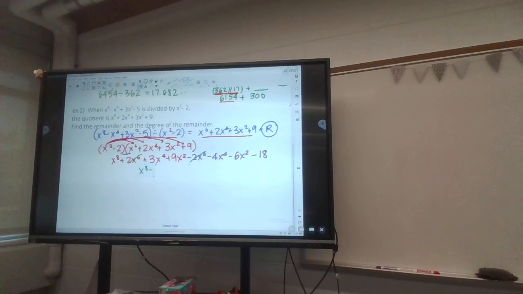Now these guys will cancel. Minus x to the 4th, right? -1. Okay. So this is what we got when we multiplied those two together. So we have to figure out what the remainder is. So how close are we to the original amount? So comparing these two.